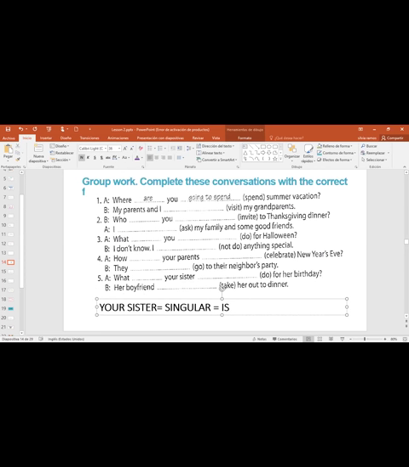Perfect. You always need to think about the plural or singulars of the verbs. Let's suppose that we have your sisters, right? Solo fíjense, solo la S le cambia. Your sisters, right? This is going to become plural, and then the verb is going to change to what? What would be the verb? Are. Right? Solo por el cambio de una letra. So we have to be very, very careful.